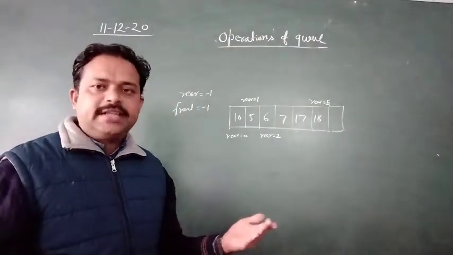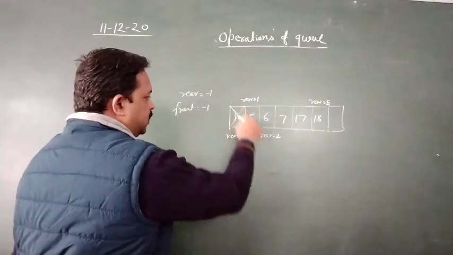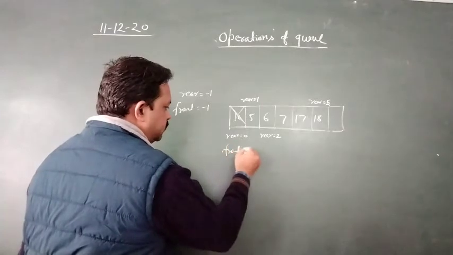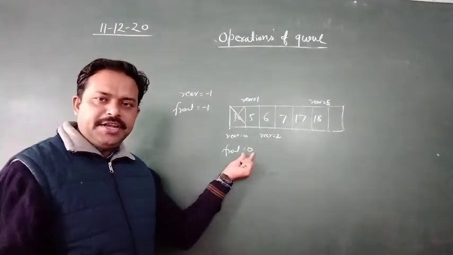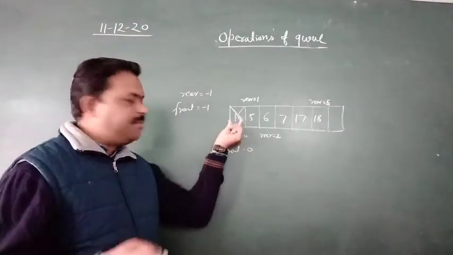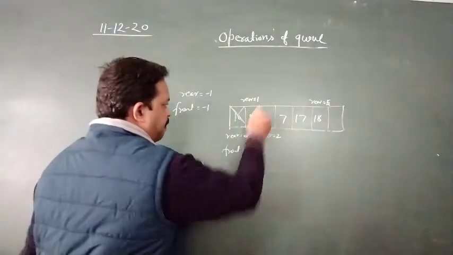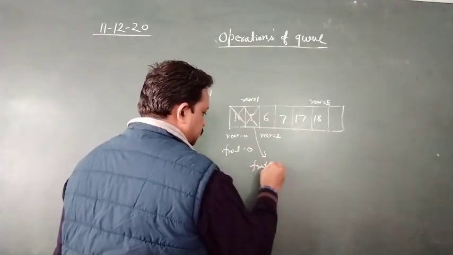Suppose if you want to delete the element, I am going to delete this element first. So when you delete this element, I will make my front 0. When front is 0, it indicates that one element has been deleted. If you delete the next element, I will make my front 1.